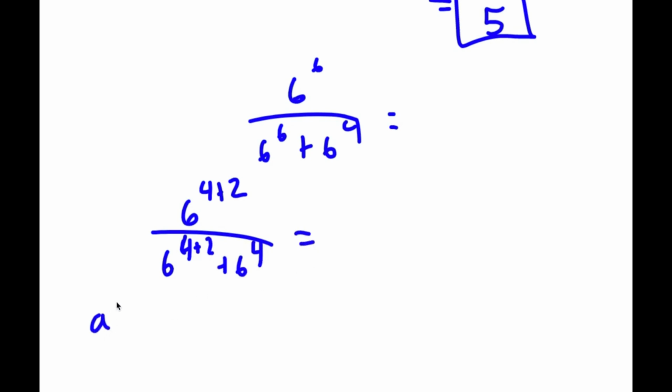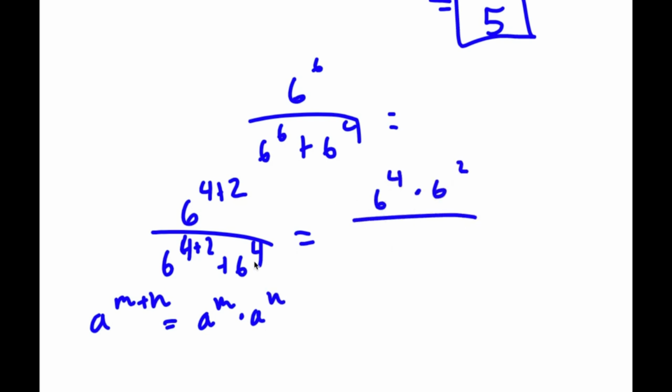Now remember our property that if we have a to the power of m plus n, this is equal to a to the power of m times a to the power of n. So 6 to the power of 4 plus 2, this will equal 6 to the power of 4 times 6 squared. And again, we have in our denominator the same thing, 6 to the power of 4 plus 2. So that equals 6 to the power of 4 times 6 squared. And we can't forget our 6 to the power of 4 here.